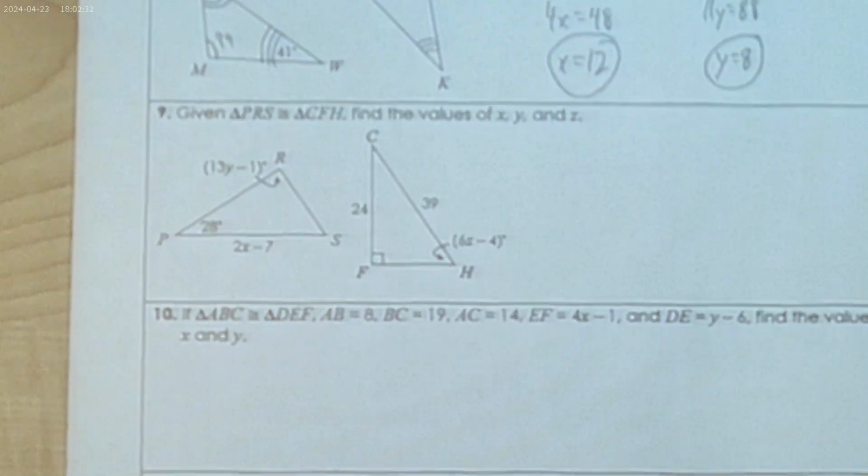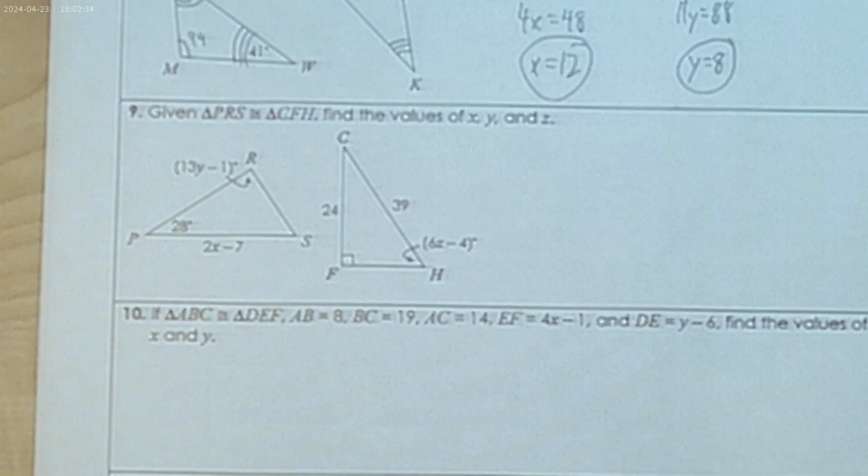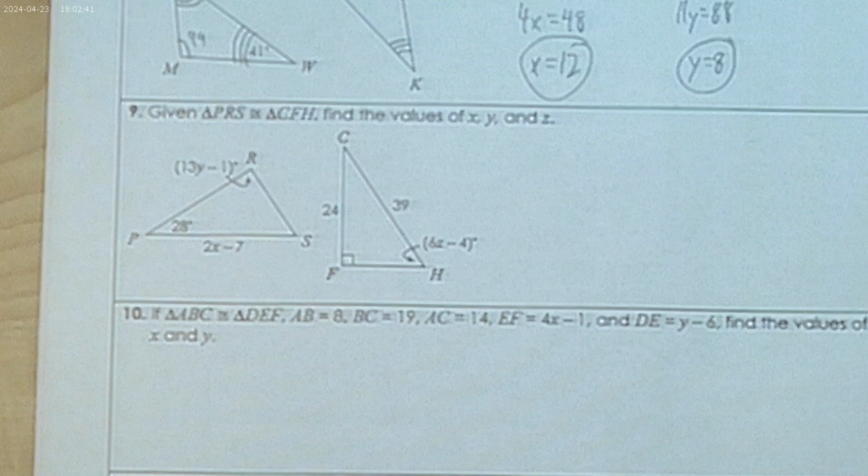All right. Next, we have given PRS is congruent to CFH, find the values of X, Y, and Z. Oh, all right. We're kind of moving things up here.